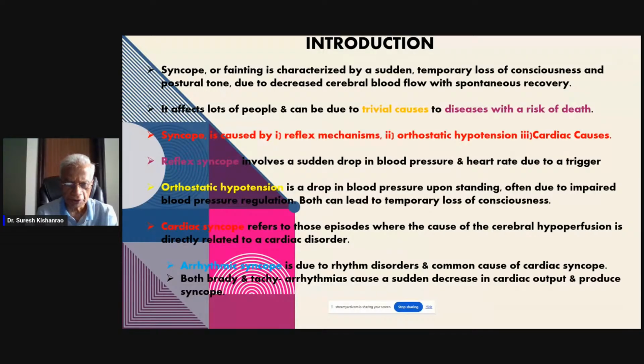Cardiac syncope, on the other hand, refers to episodes where the cause of the cerebral hypoperfusion is directly related to a cardiac disorder. Arrhythmia is the commonest among the cardiac conditions, where both bradycardia and tachycardia, or what we call the brady and tachyarrhythmias, can cause a sudden decrease in cardiac output and produce syncope.